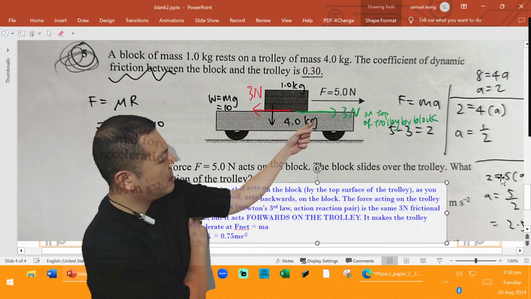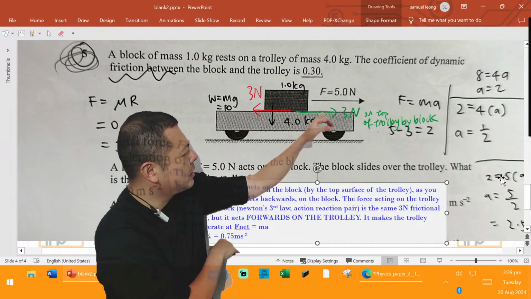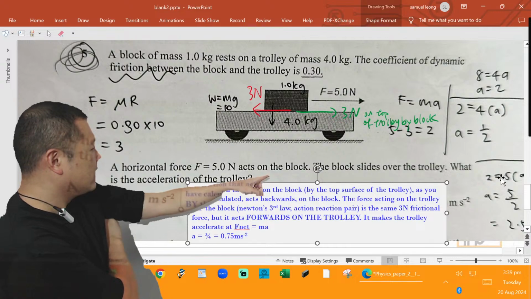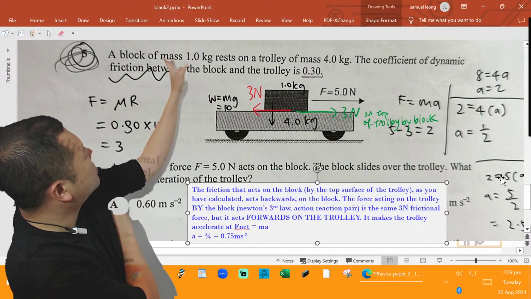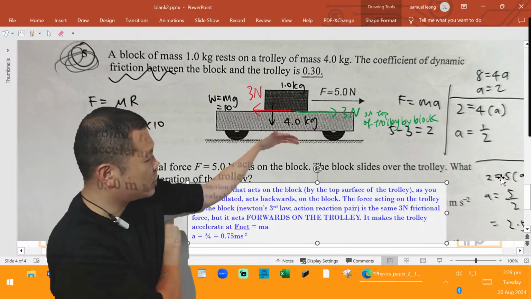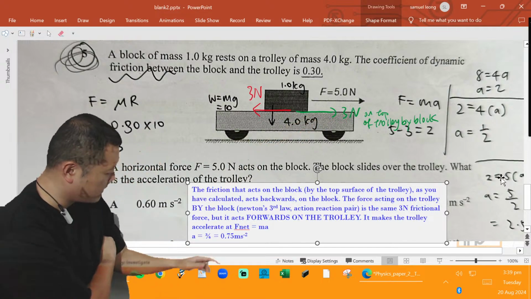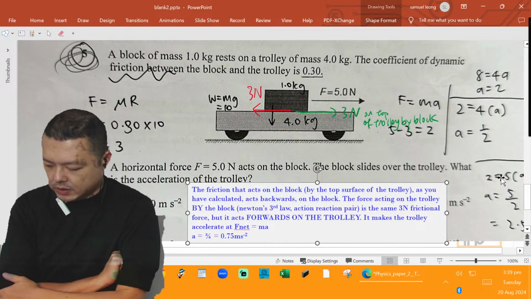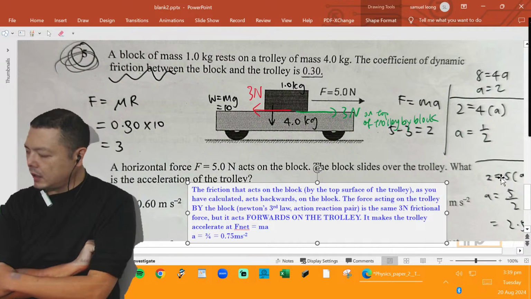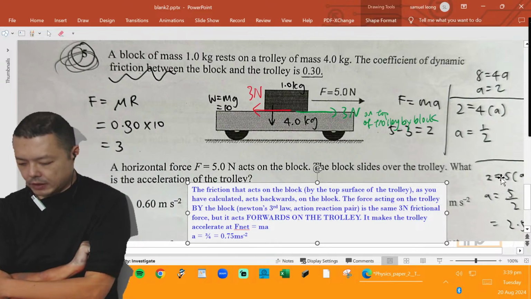So the trolley itself gets a 3 newton force, like scraping the top of its surface, and therefore the resultant force acting on the trolley is 3 newtons, because they didn't mention friction for the trolley, so we have to assume that the surface is smooth. So the only force that acts on the trolley is a 3 newton force, 4 kg. So the acceleration is 0.75 meters per second squared. I'm just bringing this up because some people are not aware that this kind of thing happens.